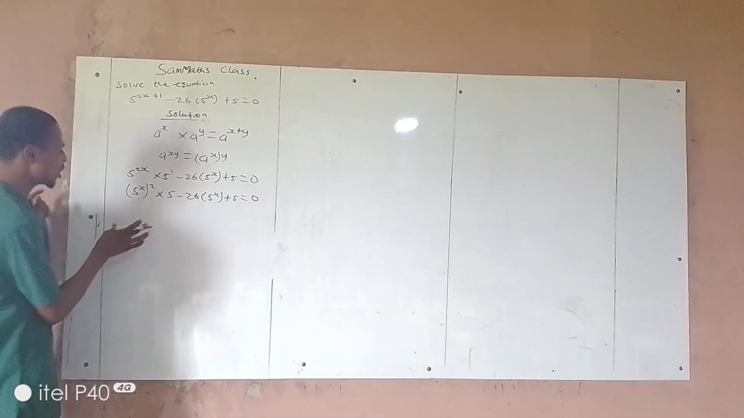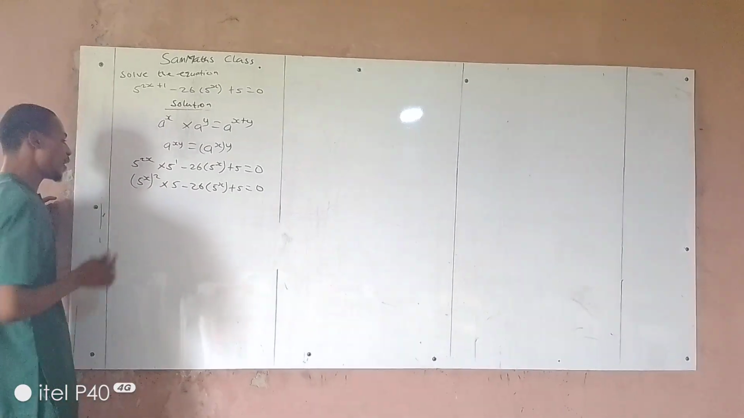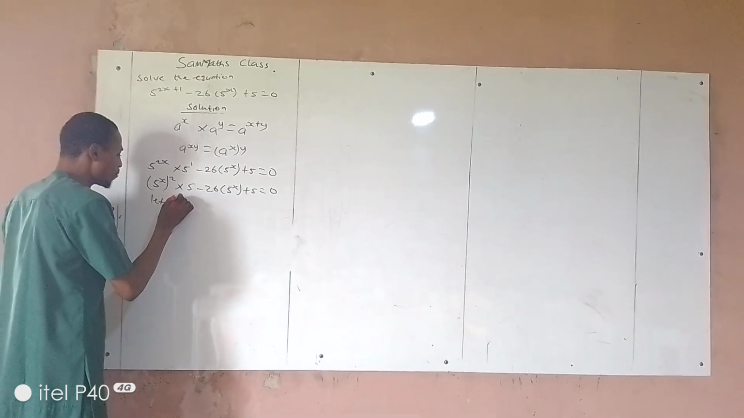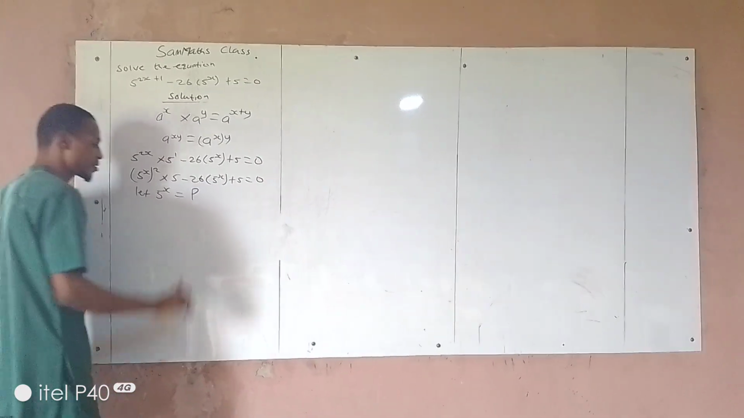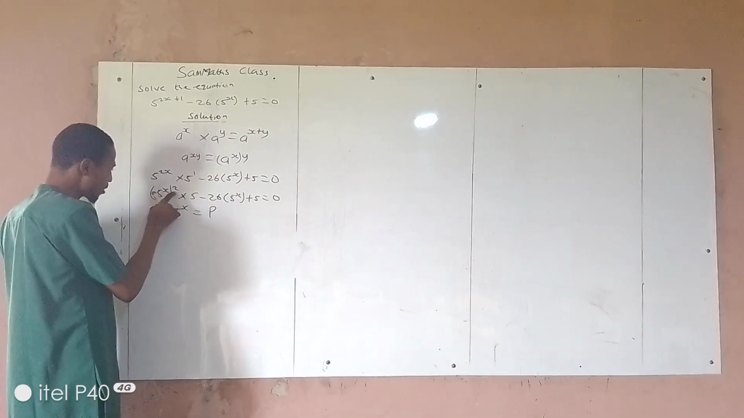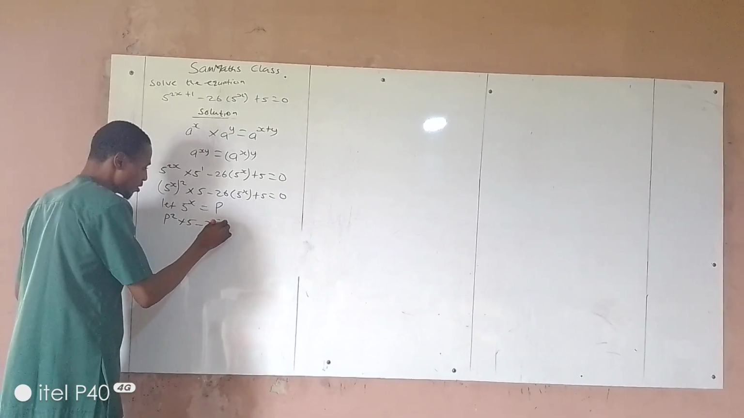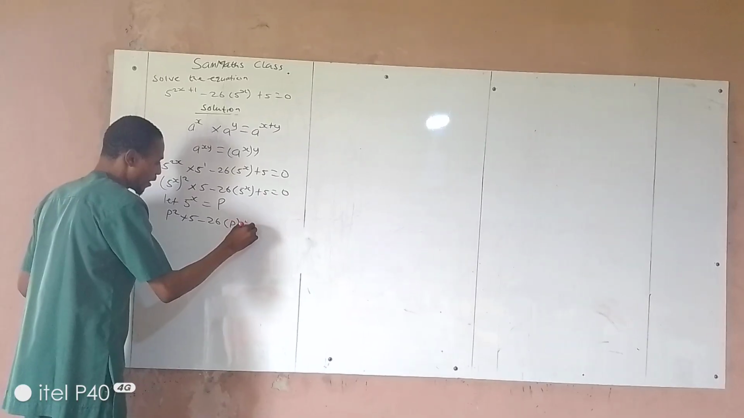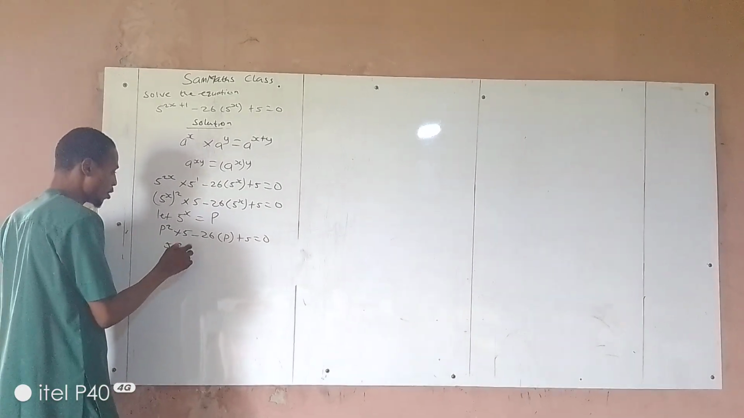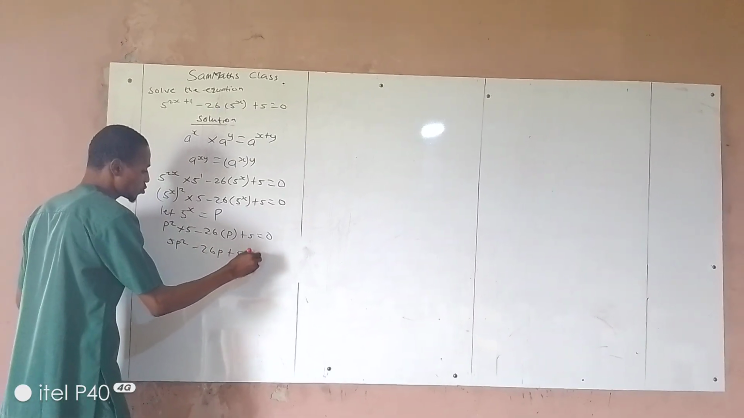Okay, this is called an equation in quadratic form. Since there is 5 raised to the power x here and 5 raised to the power x here, we have to do a substitution. Let 5 raised to the power x equal p. So in place of 5 raised to the power x, I will put p. We have p squared times 5, minus 26 into p, plus 5 equals 0. P squared times 5 is 5p squared, minus 26p, plus 5 equals 0.